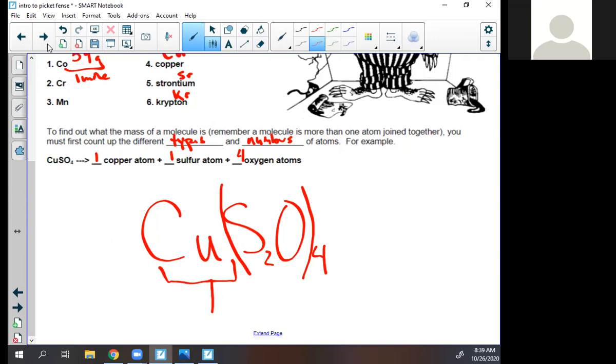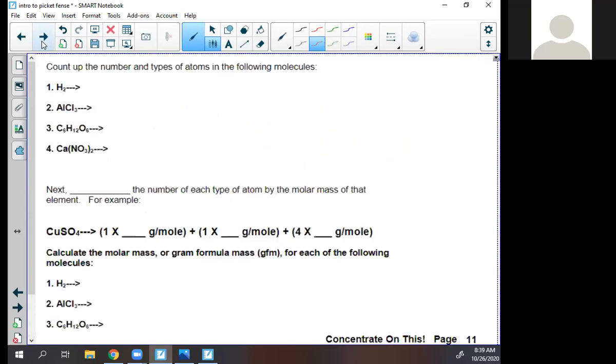Okay, there's some practice ones. And so all you're doing right here, you don't need to do much of the math. You're just telling me how much of each one of these there are. So right here, there's 2 hydrogens. Right here, there's 1 Al, 3 Cl. So that's just what you're doing right there.